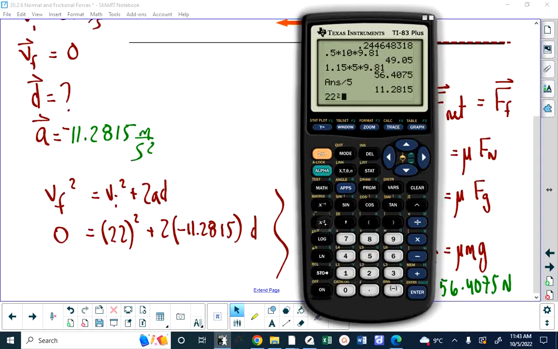So 22 squared, I shuffle it off to the other side, where it becomes negative, I divide it by 2, and I also divide it by negative 11.2815. And I get 21.5 meters. Okay.